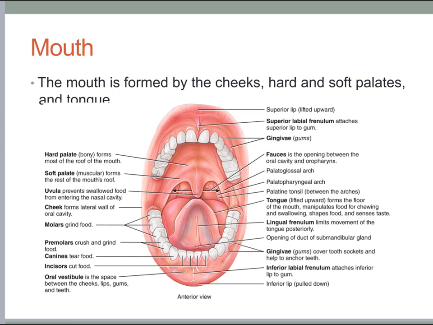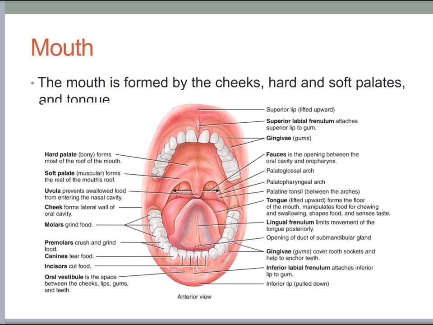Since we completed our discussion on how to protect the organs of the gastrointestinal tract, now we're going to start at the top and work our way to the bottom. So we start with the mouth. We're going to look at all the structures of the mouth and see exactly what they do. The mouth is going to be formed by the cheeks, hard and soft palates, and the tongue.